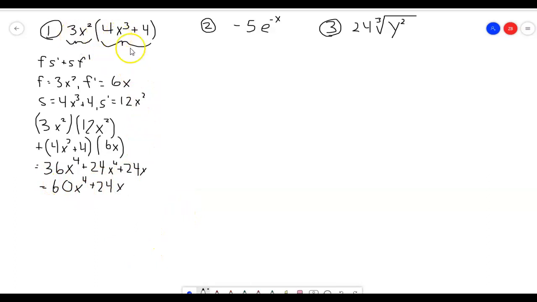So would it have been a little bit easier had we distributed that and done it that way? Yeah, I think it would have been. Let's go ahead and do it that way as well, and see how much easier it would have been. If I would have distributed this first, 3 times 4 is 12, so that would have been 12x squared times x cubed, which is x to the fifth, plus 12x squared.